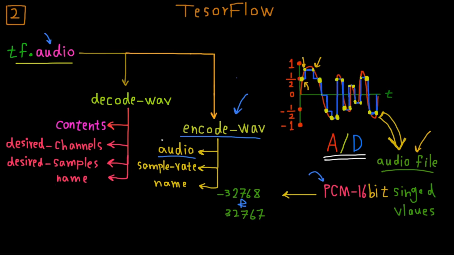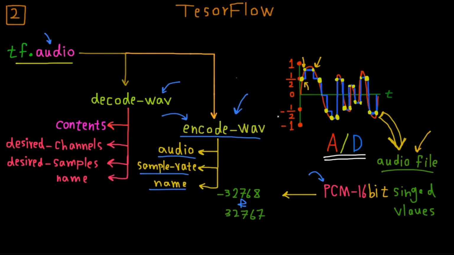The first argument, audio, inside this encode wave function, is just a tensor. The type of this tensor is int32. It is a two-dimensional tensor. The first dimension is the length and the second one is the number of channels. The second argument, sample rate, is just a tensor of type int32. This tensor has one value, which is the sampling frequency. The last argument, name, which is the name of the operation, is an optional argument. The encode wave function will return a tensor of type string. As you can see here, the encode wave function works the opposite of the decode wave function.